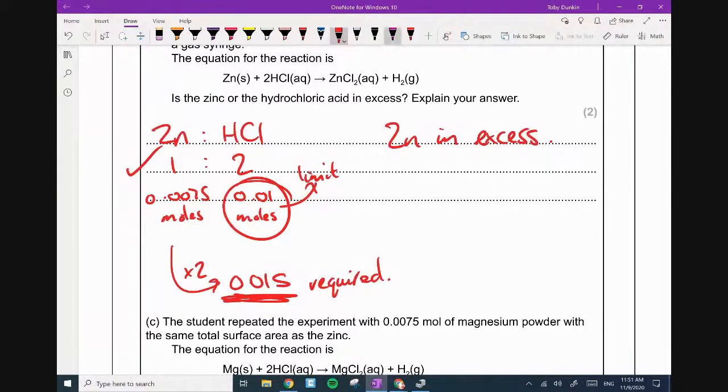So it was technically a 3-mark question, but given only 2. By the way, you could have done this one if you preferred. You could have gone divide by 2 to see how much you needed of that, and realize that we've got too much. Could have gone that way as well.